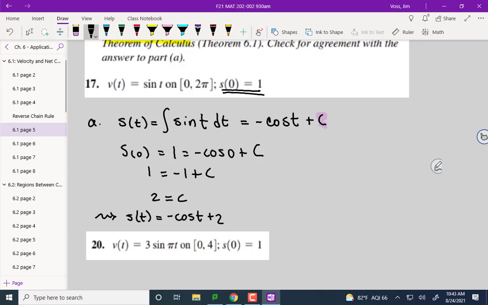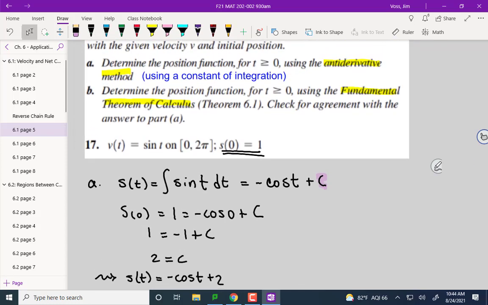What does the interval have to do with anything? Not much. They could easily have said this goes from minus 2 pi to 2 pi, and we wouldn't have done anything any different. So it says determine the position function for t bigger than or equal to 0. Having that in there, it feels like they should be saying something like, what's the distance traveled on that interval? What's the displacement on that interval? But they didn't. So for this purpose of finding s from v, it doesn't really matter. This is important, though, because that's how we get the constant of integration. Any questions? OK.